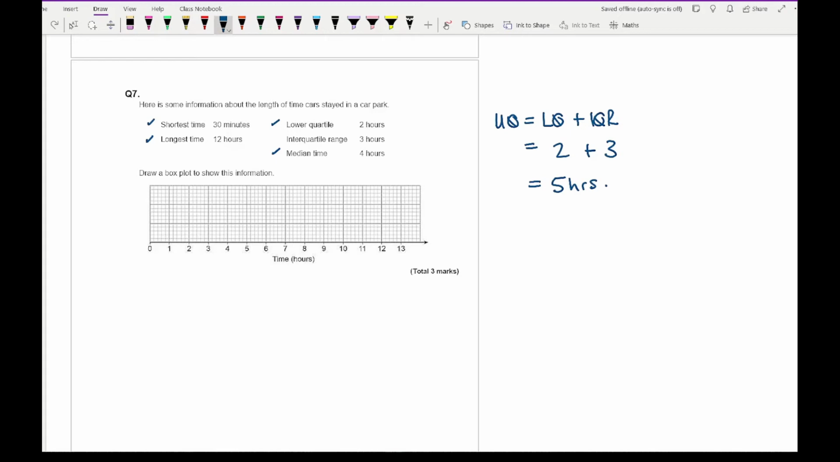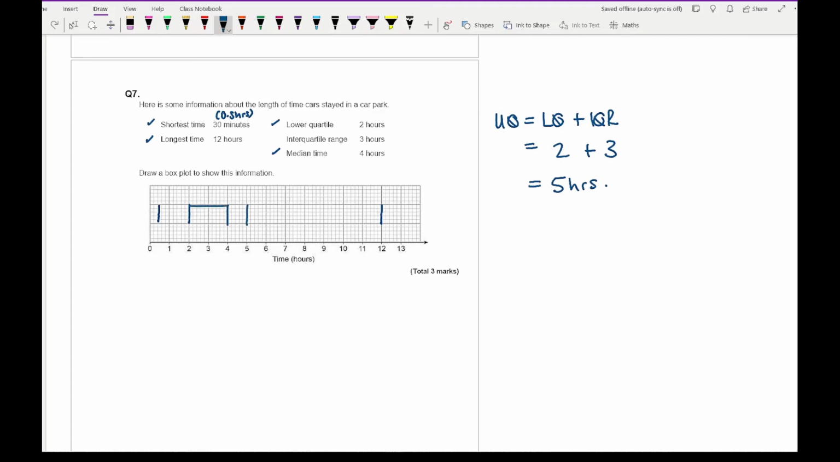So the shortest time is 30 minutes, which is 0.5 hours. So that's going to be there. So let's just write 0.5 hours. The longest time is 12, so that's going to go there. The lower quartile is 2. The median time is 4. And the upper quartile is 5.